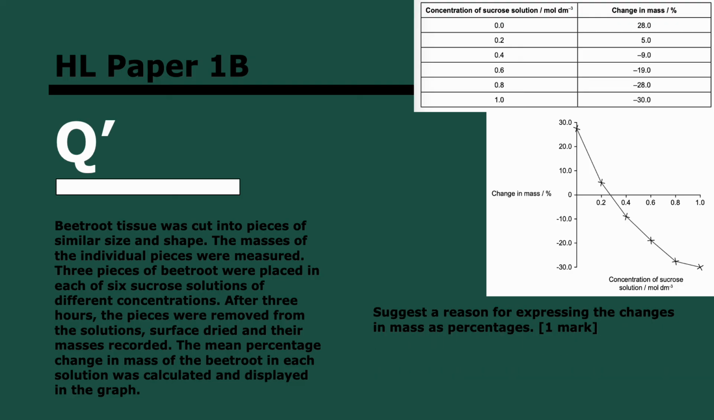All right, next question. Suggest a reason for expressing the changes in mass as percentages. To have fair comparison, right? So you actually might have pieces which had an initial different mass, even though you're trying to make them the same shape and size. That's impossible to do perfectly, right? So you do it as a percentage to make sure that it's a relative measure, right? And it's not in absolute terms, because that would be unfair to compare.